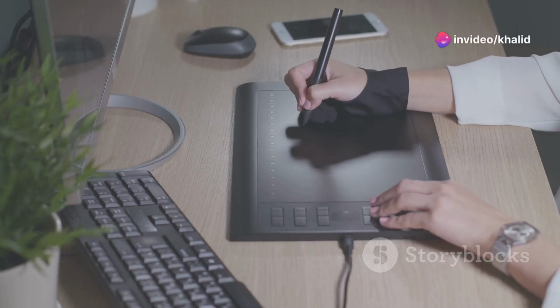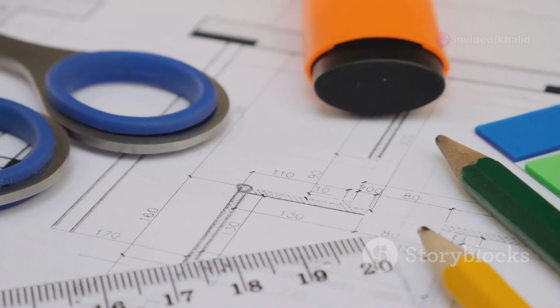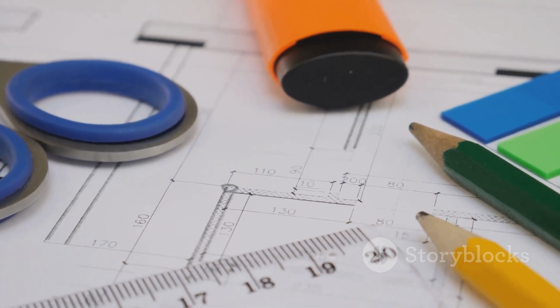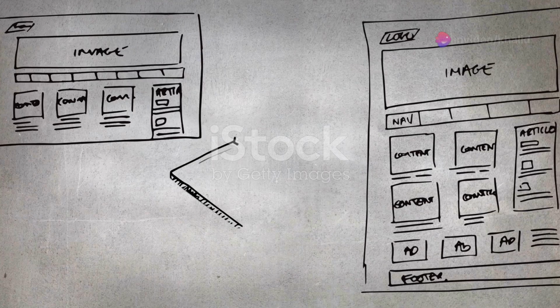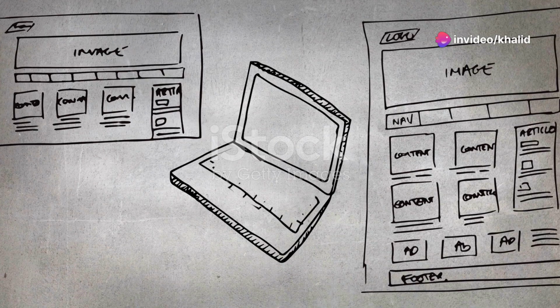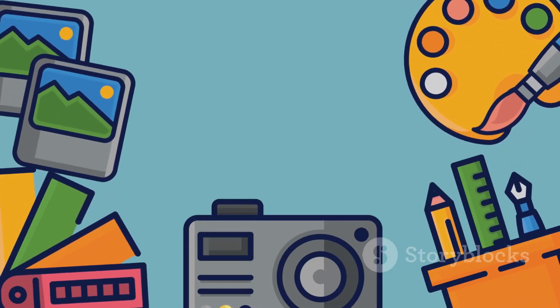Welcome to our exploration into the power of graphic design principles. In the world of visual communication, these principles serve as the fundamental building blocks of effective and aesthetically pleasing designs. Understanding these principles is crucial for anyone looking to create impactful visuals, whether it's a website layout, a poster design, or even a simple social media post.